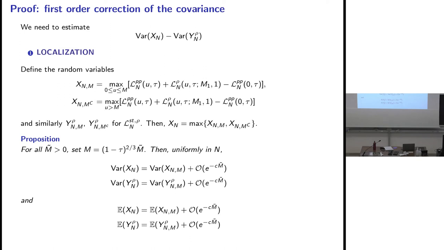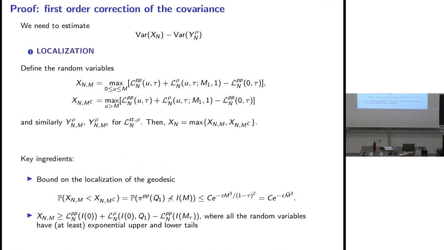Of course, the last passage time is a maximum, so it is given by the maximum of this random variable, where you take the maximum over u in 0,m or the maximum for u greater than m. What we need to show is that the contribution given by the localization is good: if we take the variance of the localized process, then the difference between the full process and the localized process is small. So the error term that you obtain from localizing the process in the interval 0,m goes to zero fast enough in m.